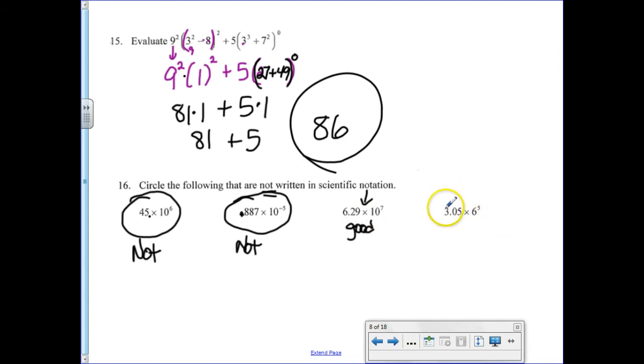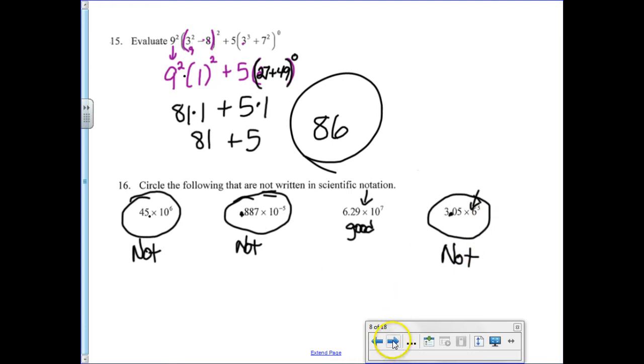Let's look at this guy, 3.05. Hey, the decimal point's in a good spot, but scientific notation always uses powers of 10, not a 6. Circle this guy. This one is also not in scientific notation.